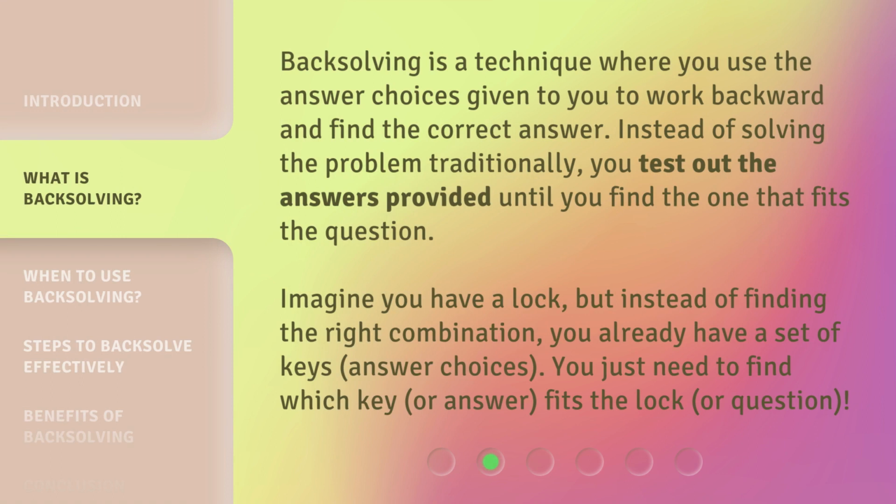Backsolving is a technique where you use the answer choices given to you to work backward and find the correct answer. Instead of solving the problem traditionally, you test out the answers provided until you find the one that fits the question. Imagine you have a lock, but instead of finding the right combination, you already have a set of keys, answer choices. You just need to find which key, or answer, fits the lock, or question.